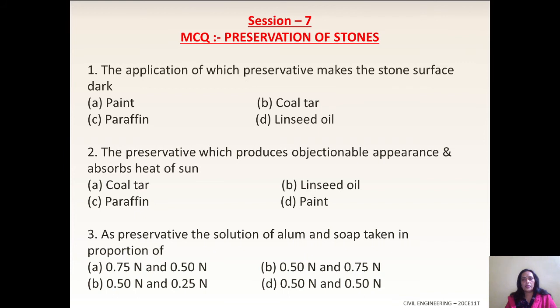Which preservative makes the stone surface dark? It is linseed oil. The next one: the preservative which produces objectionable appearance and absorbs heat of sun is coal tar, paraffin, linseed oil, or paint. The answer here is coal tar.